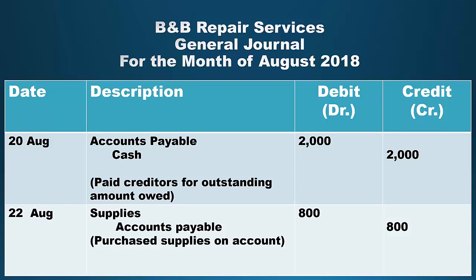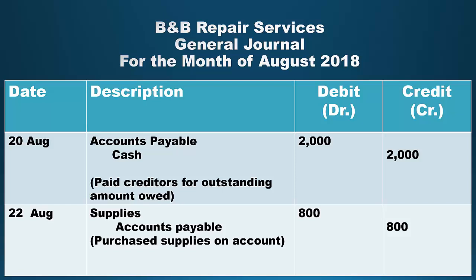August 20th, paying creditors. Step 1. What happened? The company paid $2,000 to creditors for amounts owed on accounts payable. Step 2. Which accounts are affected? Accounts payable decreases because the company is paying off what it owes to creditors. Cash decreases because the company paid this amount.